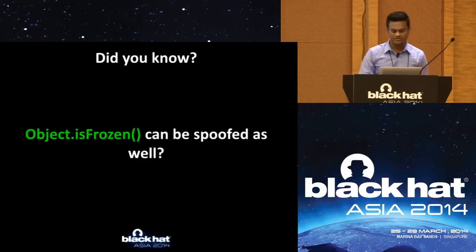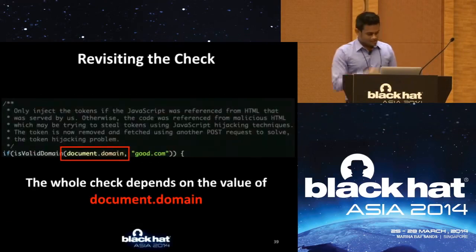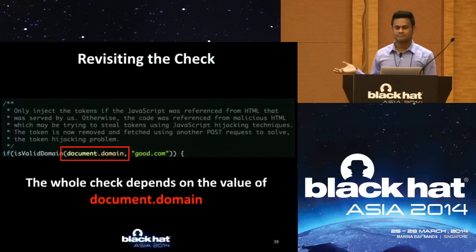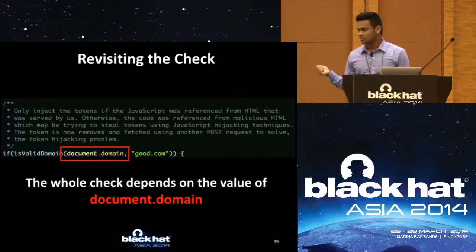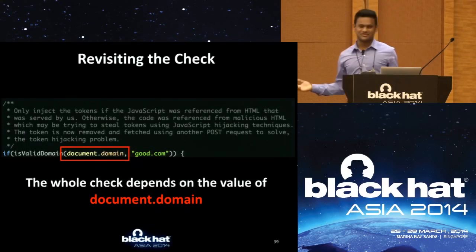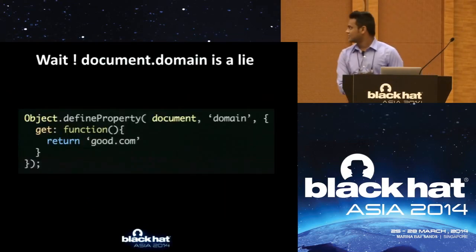So let's try and find a way to completely bypass it. We initially saw that isValidDomain is also dependent upon the value of document.domain. So as you can see, the whole security check is, I'm pretty sure you guys are already guessing it, but yeah.